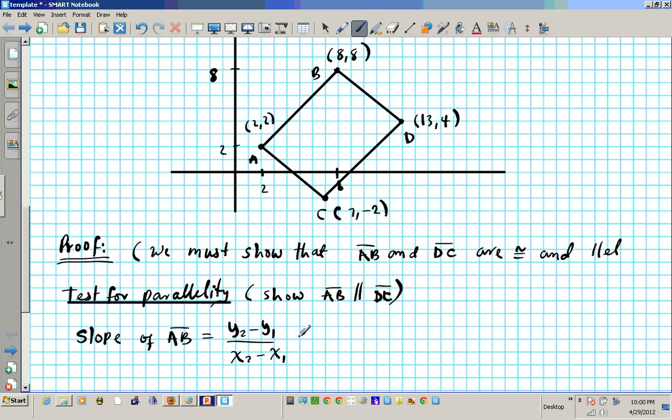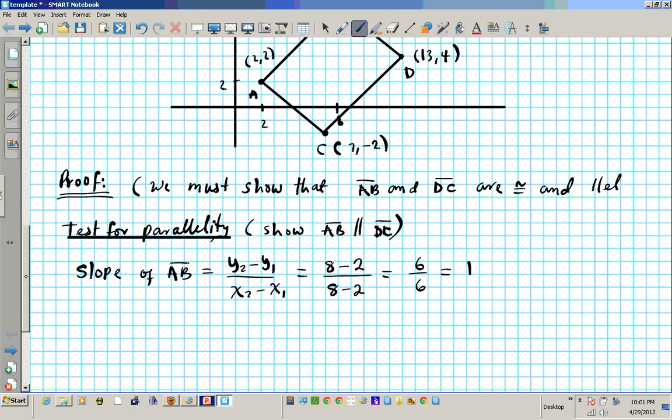This is my x1, y1, and this is my x2, y2. So I'll subtract my y's, 8 minus 2, over the x's, x2 minus x1, 8 minus 2. 8 minus 2 is 6 on the top, 8 minus 2 is 6 on the bottom, so the slope of segment AB is 1.